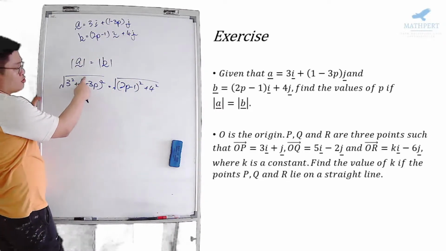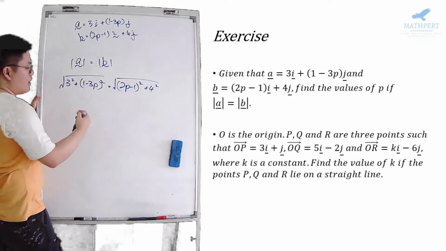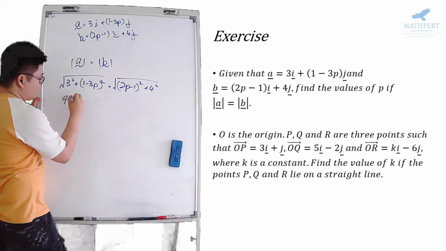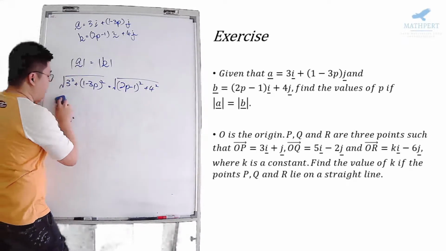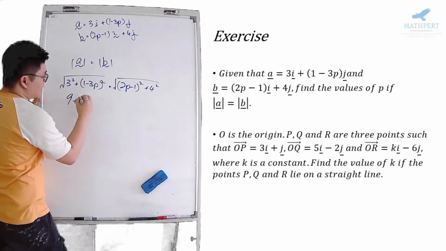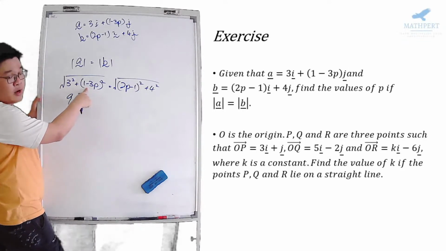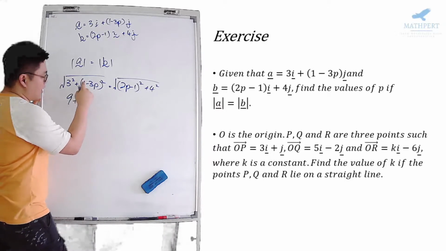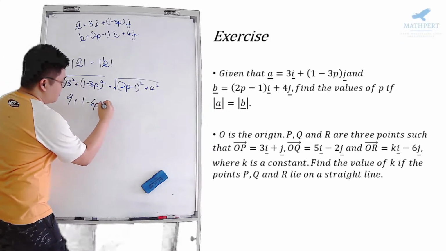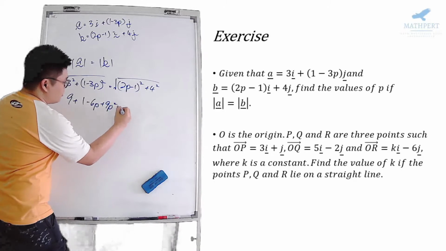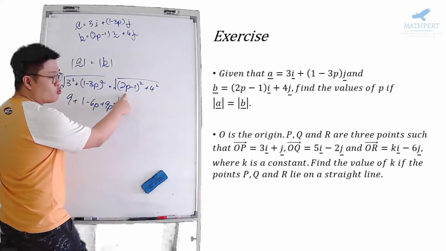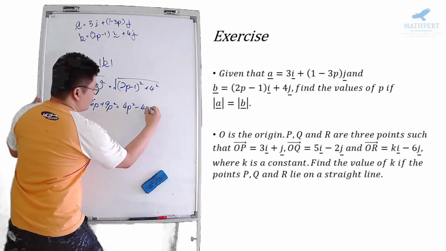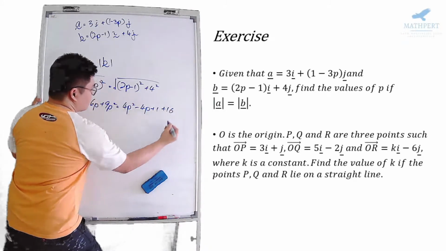So the square root, I can cancel out, and then I expand both sides. 3 squared I get 9, plus expand (1 minus 3p) squared, so I get 1 minus 6p plus 9p squared, is equal to expand (2p minus 1) squared, I get 4p squared minus 4p plus 1, plus 16.